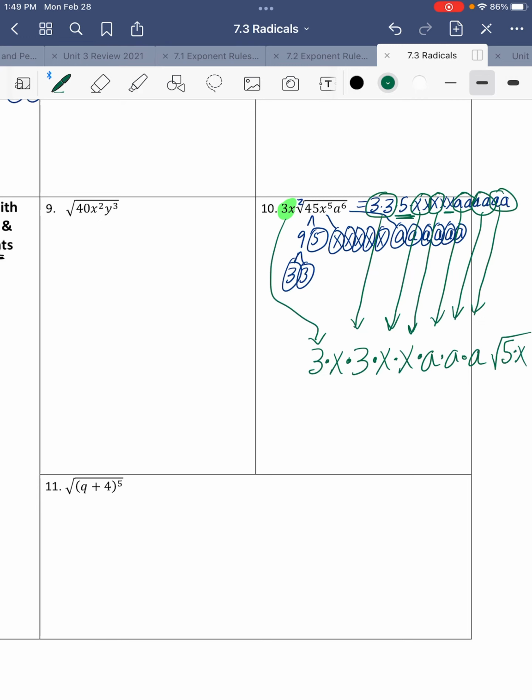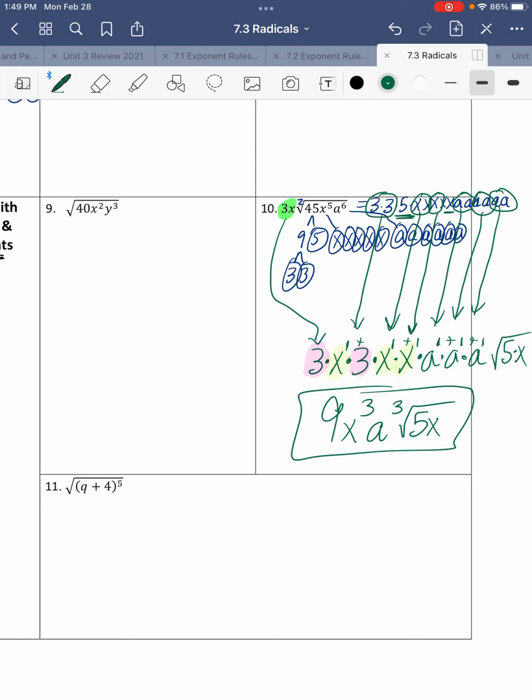5 times x. We need to multiply everything on the outside. So we multiply our coefficients. 3 times 3, those are the only coefficients we have, so that's 9. We're going to multiply our variables. X times x times x. You remember you have your exponents with like bases, you add them. So that's going to be x to the third. And the same thing with a's. You're going to add those exponents with like bases. So that's a to the third. And on the inside, 5 times x is 5x. And there's your final answer.